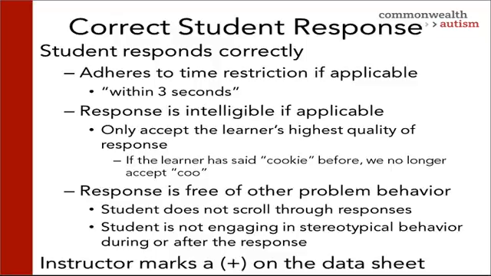So we only want to accept the learner's highest quality of response. If a learner has said cookie before and we know that he or she can say cookie, it means we no longer accept them just saying k or k. And the response is free from other problem behavior. This part's really important. A correct response means that the student does not scroll through responses and that they don't engage in stereotypical behavior during or after the response. If our students engage in a correct response, we want to mark a plus on the data sheet.